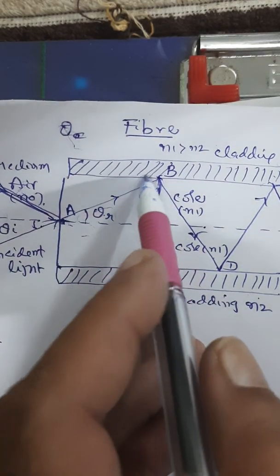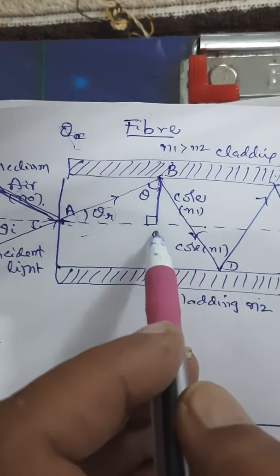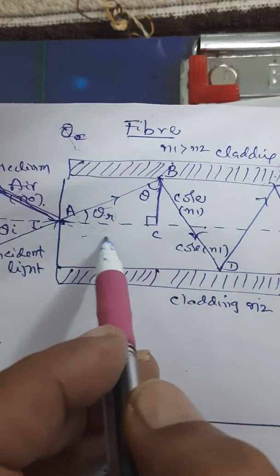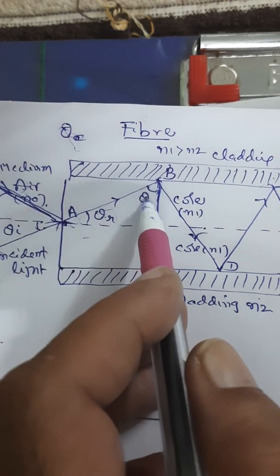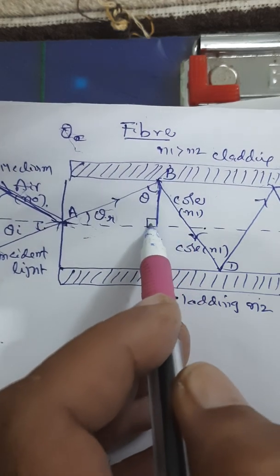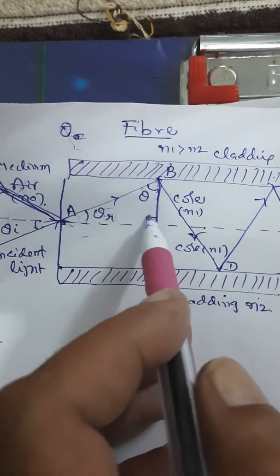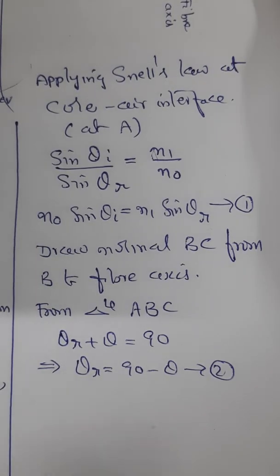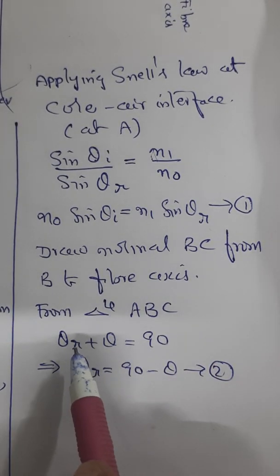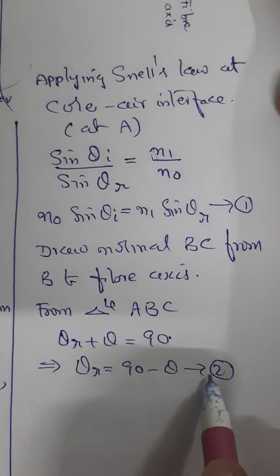Now at point B, a normal is drawn. BC is the normal, drawn from point B to the fiber axis. So ABC is a triangle. What is theta R plus theta? In this triangle ABC, theta R plus theta is equal to 90. Therefore, theta R is equal to 90 minus theta. That we can substitute. Because we have drawn a normal, from that triangle we understood that theta R plus theta is equal to 90. Therefore, theta R is equal to 90 minus theta, called equation 2.